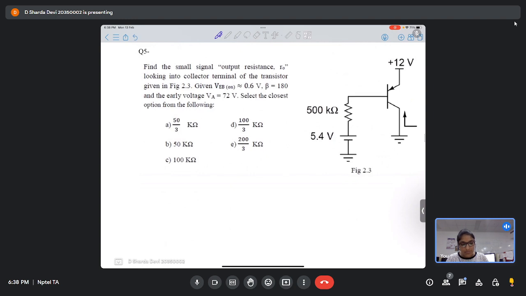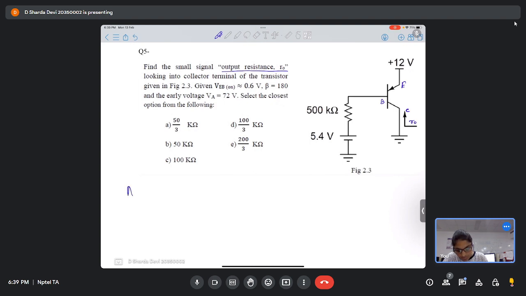In this problem, you have to find the output resistance R0 looking into the collector terminal. First of all, in this configuration, let's say A, B, C. What are the A, B, C terminals in terms of collector, emitter, base? A is emitter, B is base, and C is collector. So what we have to find is R0 looking from here.